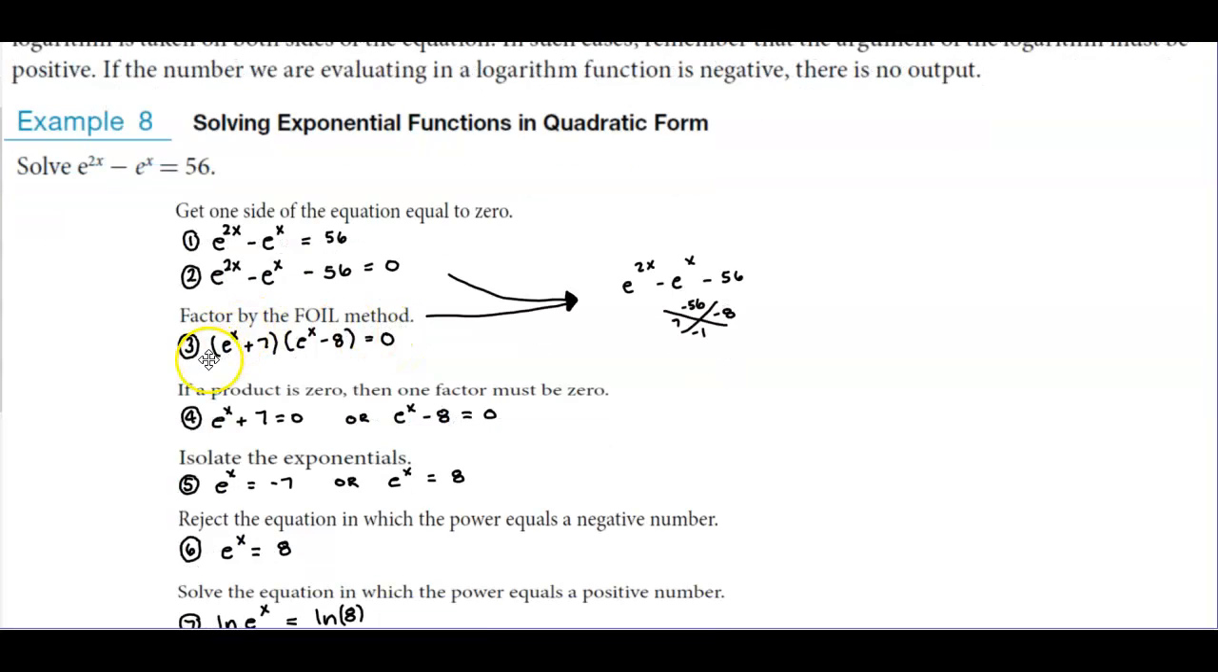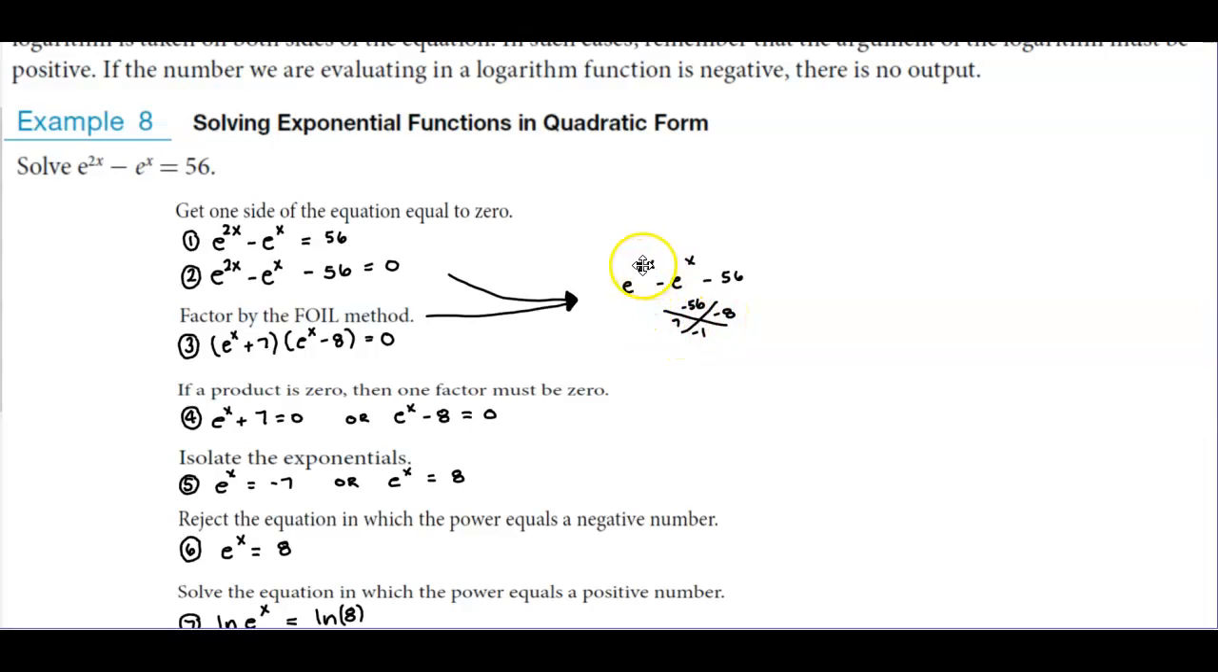And then in step 3, we want to factor by the FOIL method or the AC method or the CA method. Over here we have a quadratic form. We have e to the 2x, that's the quadratic term, minus e to the x, which is the x term, and then we have the constant. Keep in mind that this is negative 56. The middle term is negative 1. So what two numbers can you multiply to get negative 56 and add to get negative 1? What's 7 and negative 8?